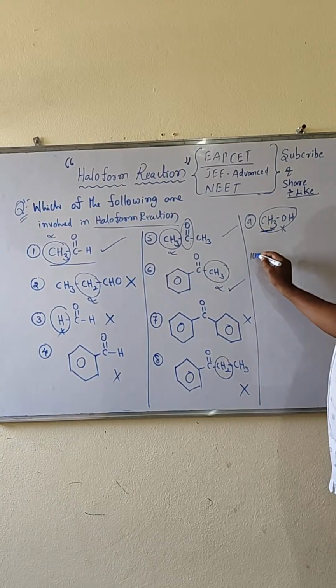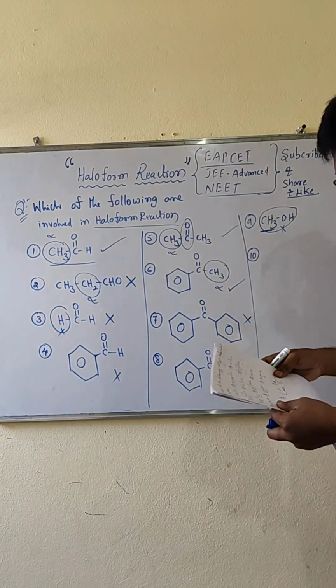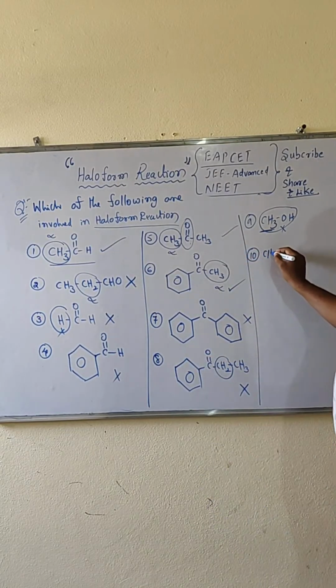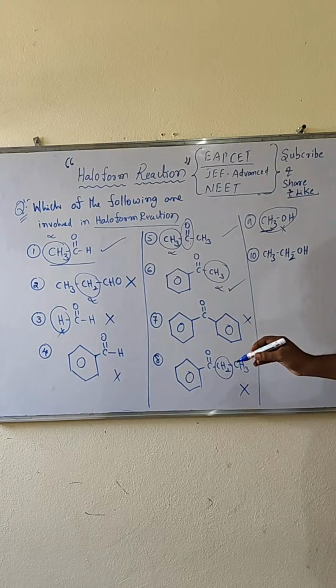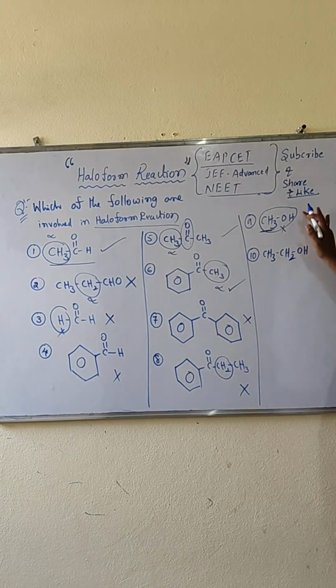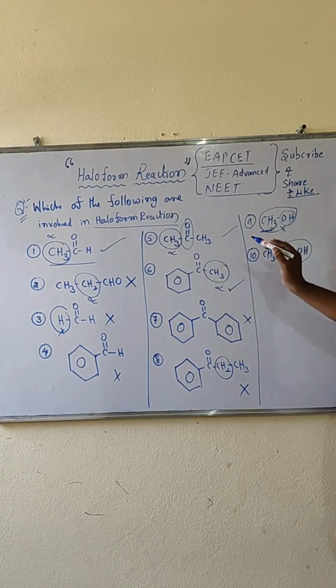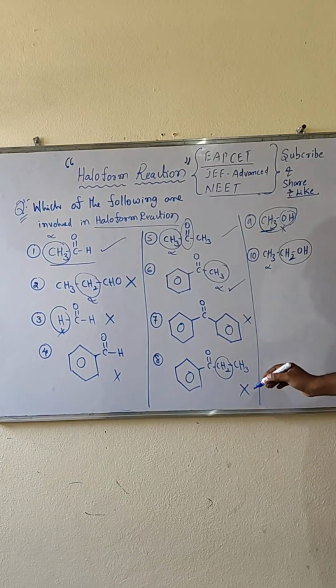So next one, the 10th one: CH3 bond CH2 OH. See, look at students, even though it is also an alcohol, here if you observe, this is the alcoholic group, which you call OH. So the carbon directly attached to OH is not called an alpha carbon. So this is a methyl group that will be present.